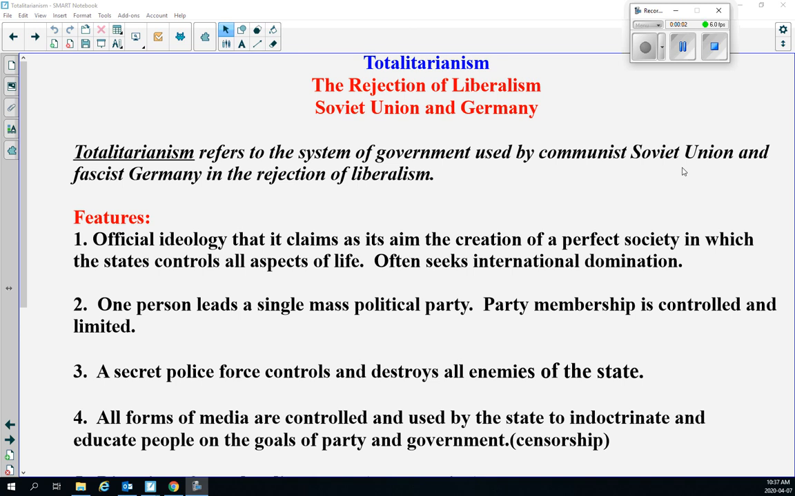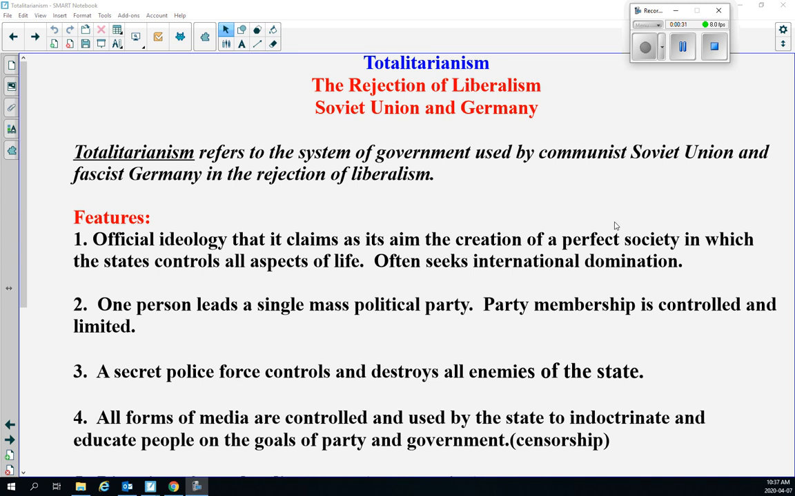Social 30-1, today's topic is totalitarianism. We are actually in chapter 5. We study totalitarianism as a case study of what can go wrong when you reject liberalism. So, when societies reject liberalism, they could culminate with a totalitarian state. We're going to look at totalitarianism in the former Soviet Union and Germany.